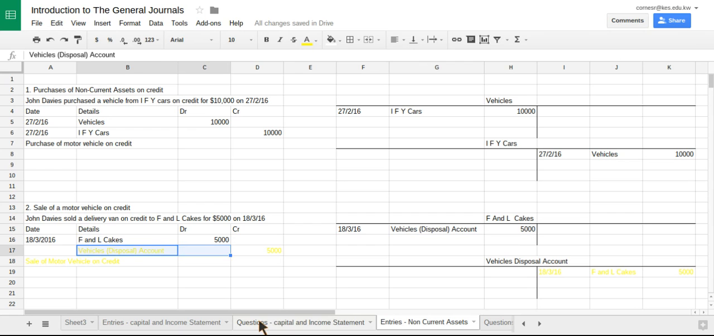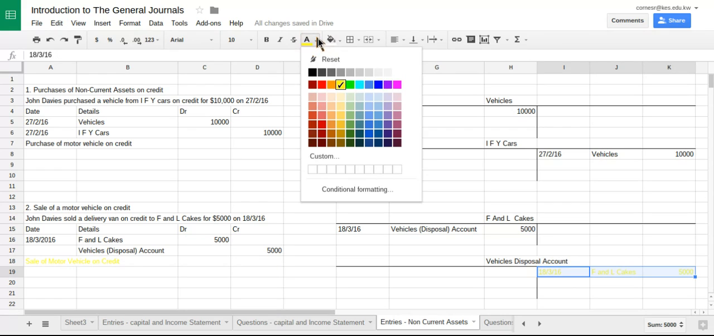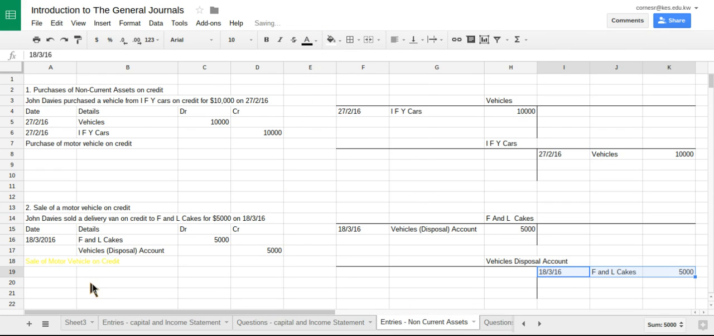And the credit entry, well, technically, the credit entry should actually go into a disposal account, but some of you won't have done that yet. So at the moment, if you haven't done disposal accounts, you could put it in the vehicles account, and we're going to put a credit entry in there for the $5,000. In the disposal account, $5,000 goes on the credit side because we've lost an asset. And the commentary, pretty straightforward, just the sale of a vehicle on credit.